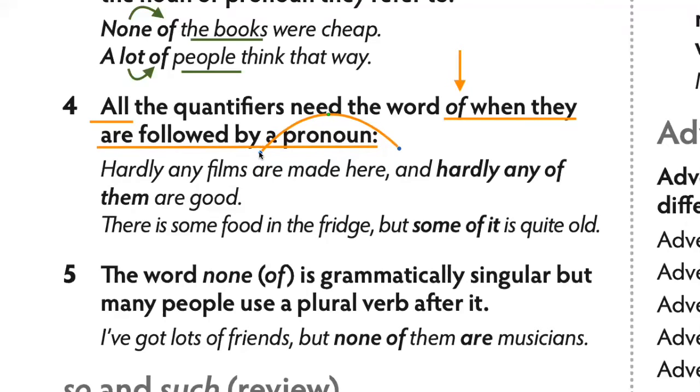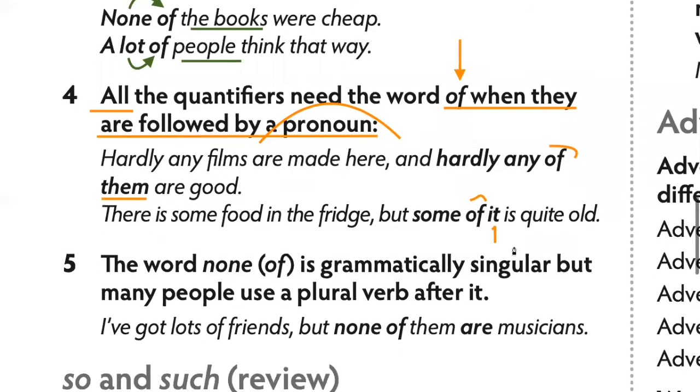For example, in the sentence, hardly any. Hardly, it's always almost nothing, yeah? Almost a little bit of something, casi nada. Hardly any films are made here, and hardly any of. Here's the word of. Hardly any of them. Here's the pronoun. Are good. Or like in the second sentence, there is some food in the fridge, but some of, which is food, uncountable, we refer with it, is quite old. Very easy to remember. Thank you, Nazaret.